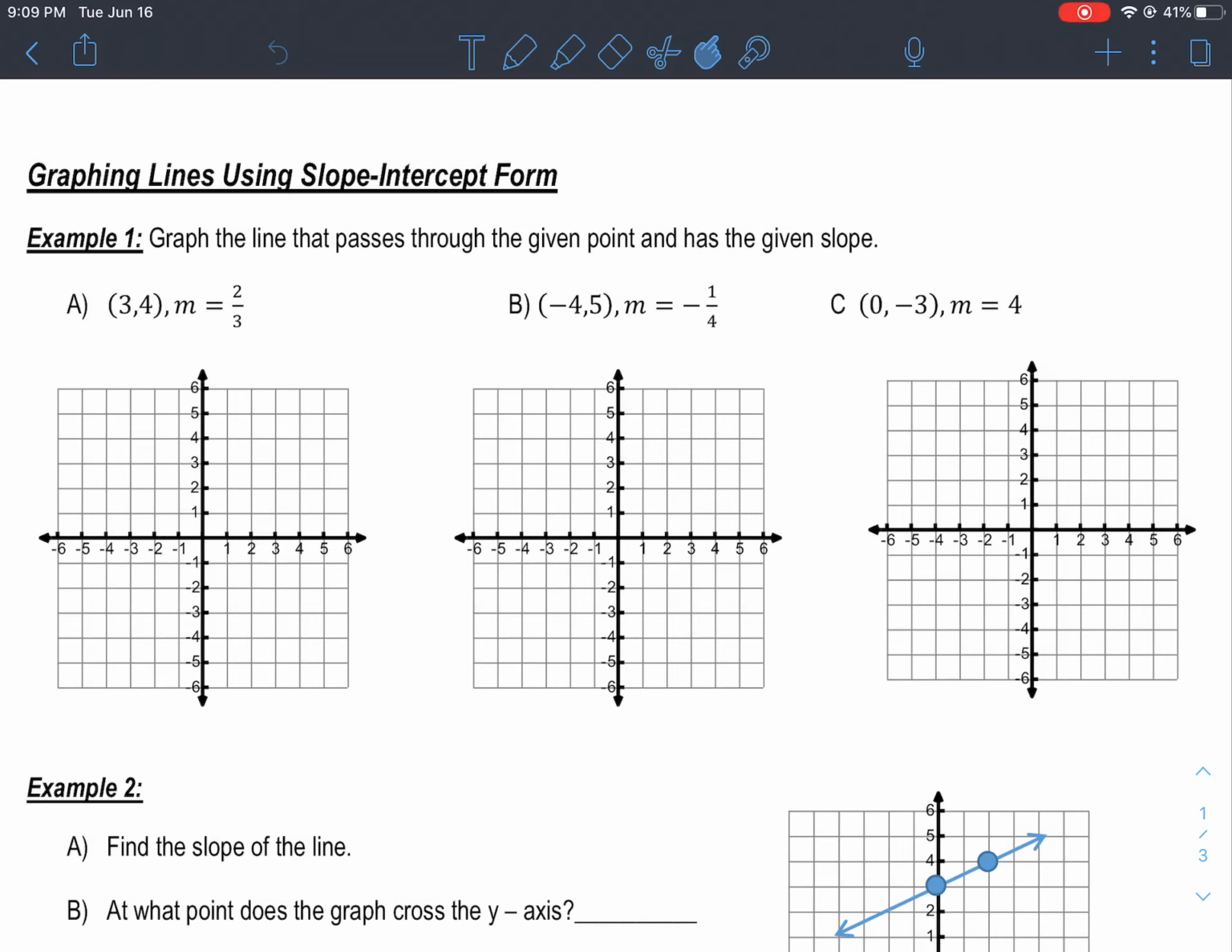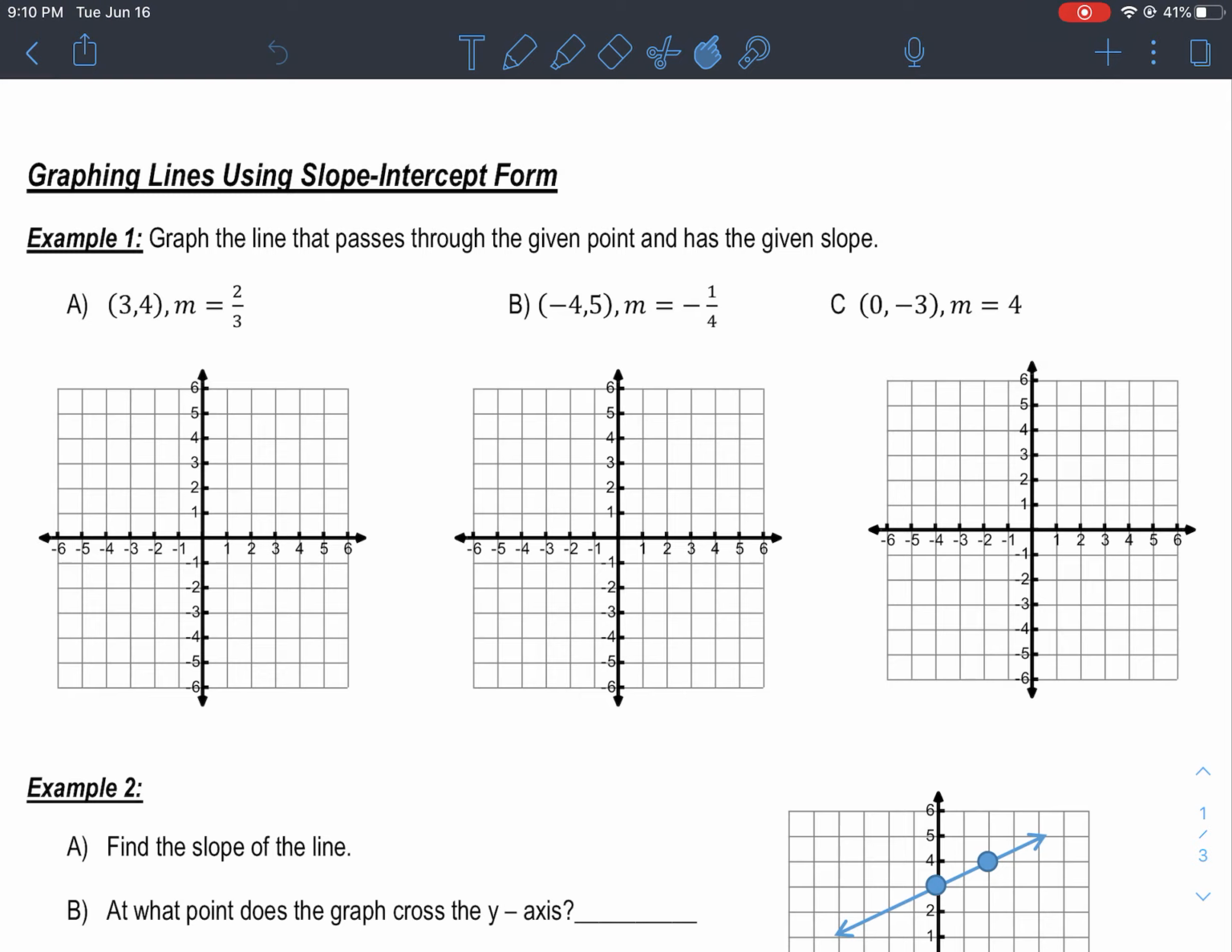Welcome back, everyone. Today we're going to be graphing lines using slope-intercept form. Slope-intercept form might be something that you're familiar with, and if not, today we are going to dive more into what slope-intercept form is and how it's useful.